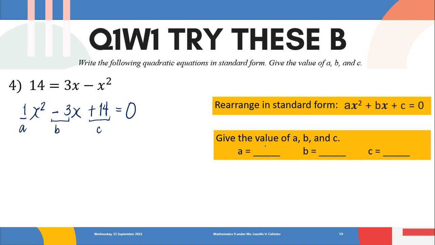Now we write it here. A is equal to positive 1, B is equal to negative 3, and C is equal to the constant term 14. Do the same for the other items in this section.